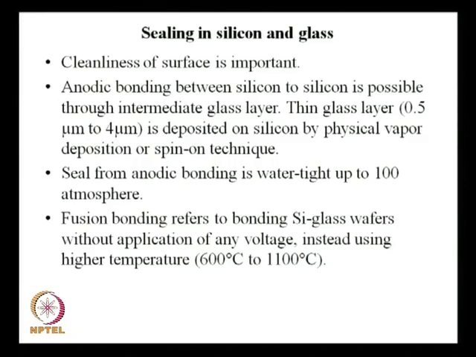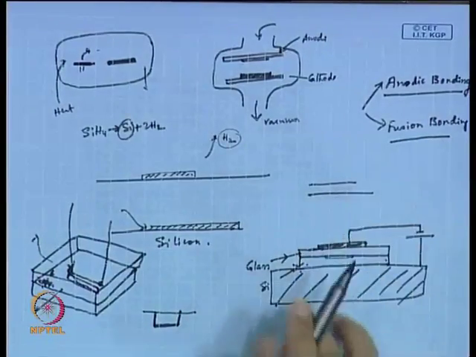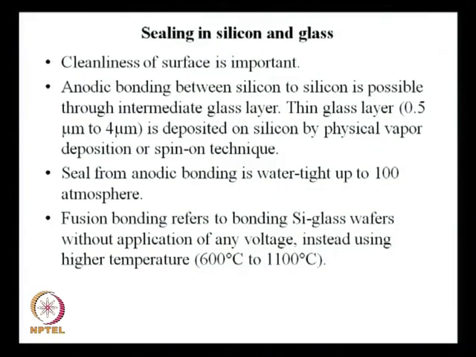Now, fusion bonding, which is the other type of bonding. You remember at the very outset I said there are two types of bonding possible. One is anodic bonding, another is fusion bonding. Now, fusion bonding refers to bonding between silicon and glass as before. The only thing is that the penetration of Na plus etc. is caused not by application of any voltage; instead the temperature or the heat takes care of it completely.